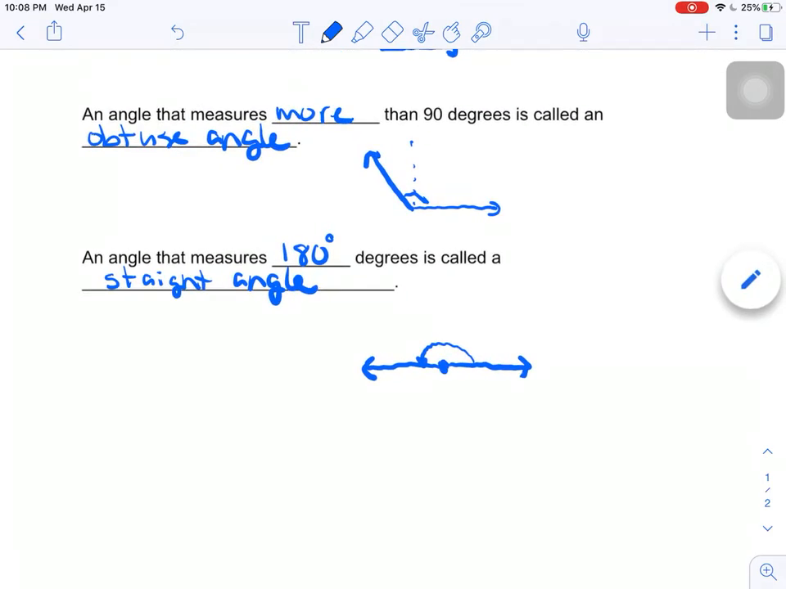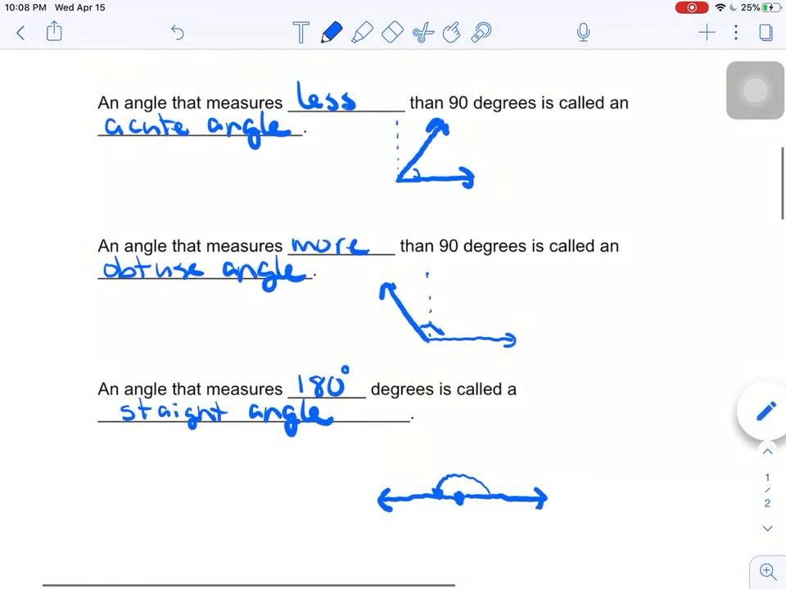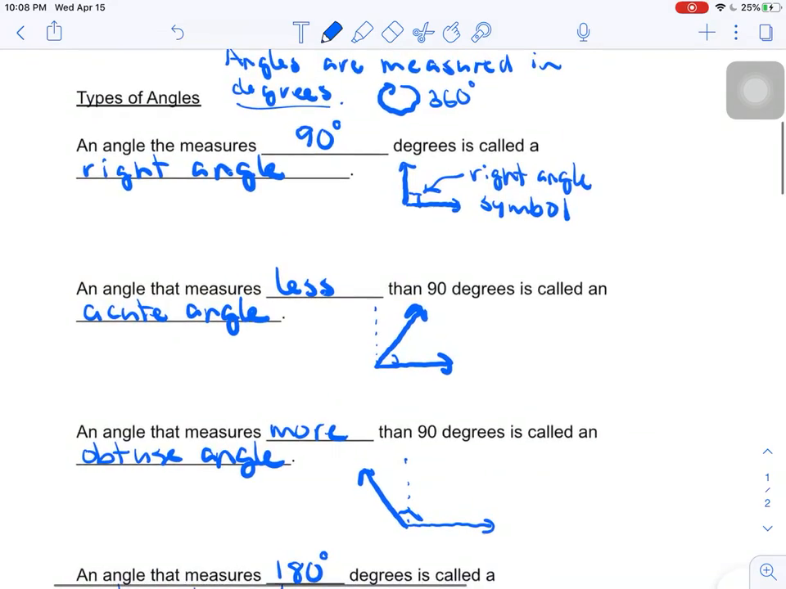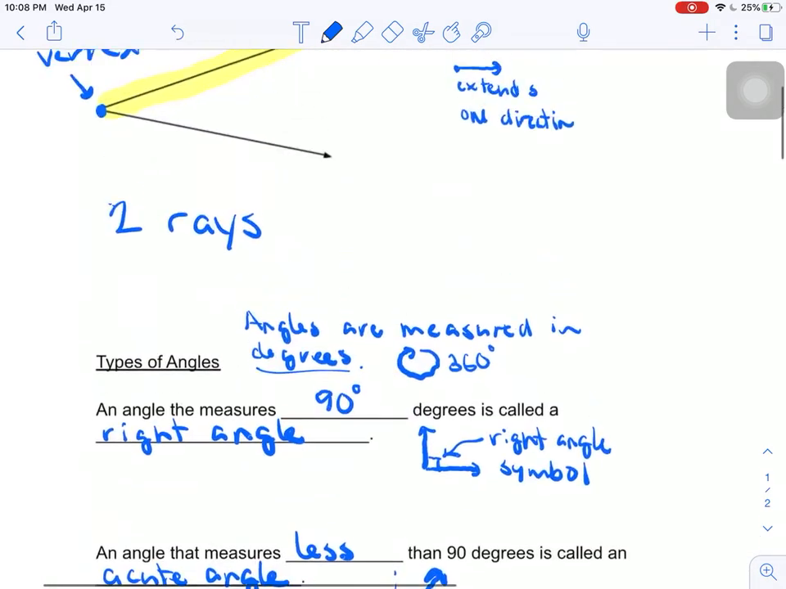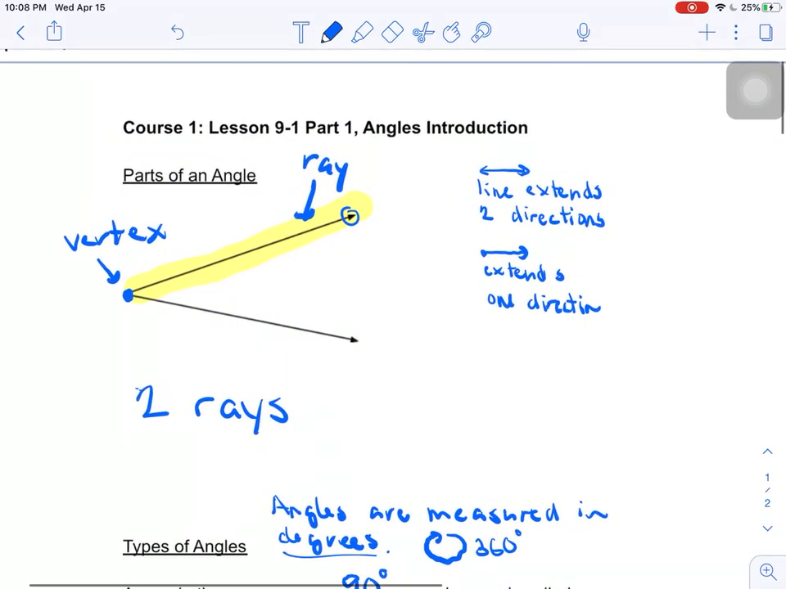So that is the basics that you should know, because these things are going to come up in some of our other lessons. You should know the vocabulary and be able to recognize a right angle, an acute angle, an obtuse angle, and a straight angle. You should also know your basic angle vocabulary. An angle is made up of a vertex where two rays connect together.